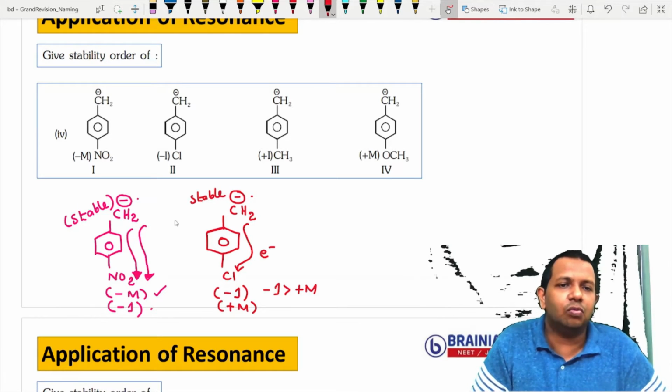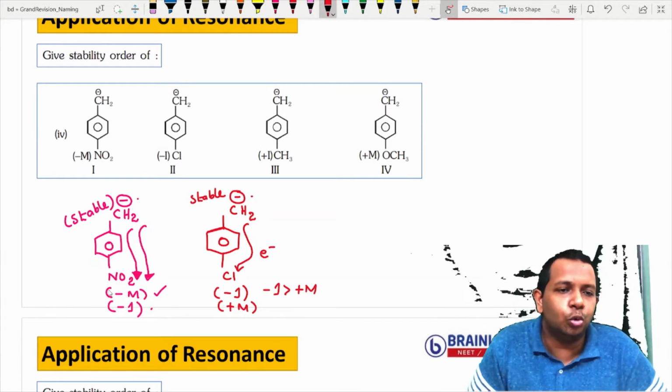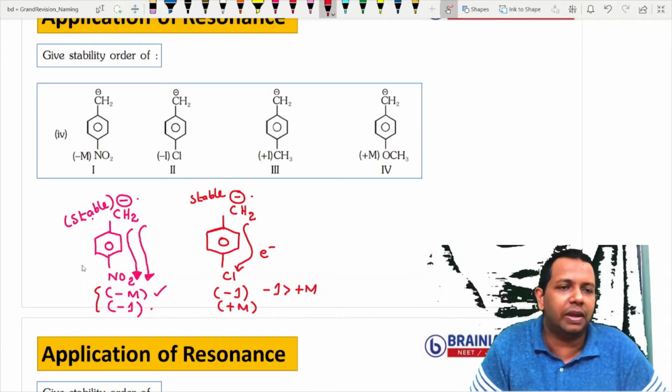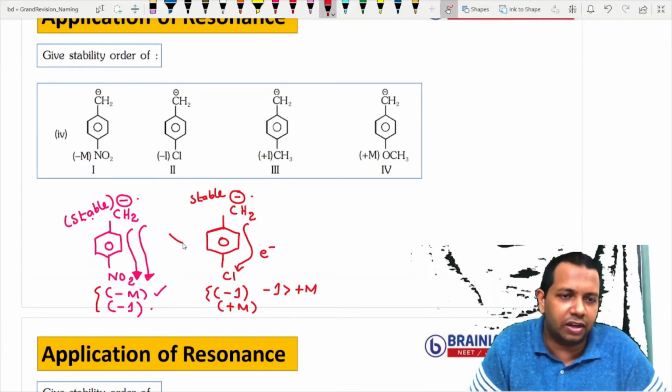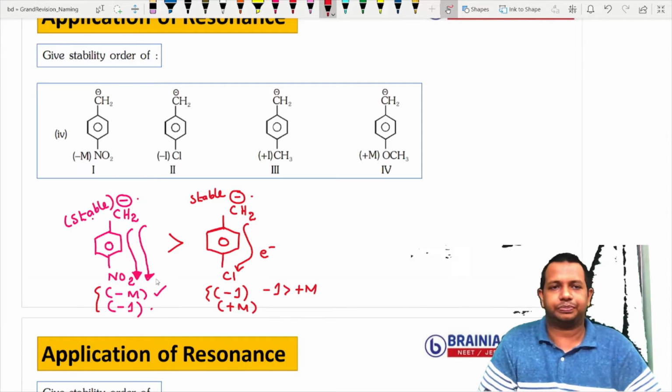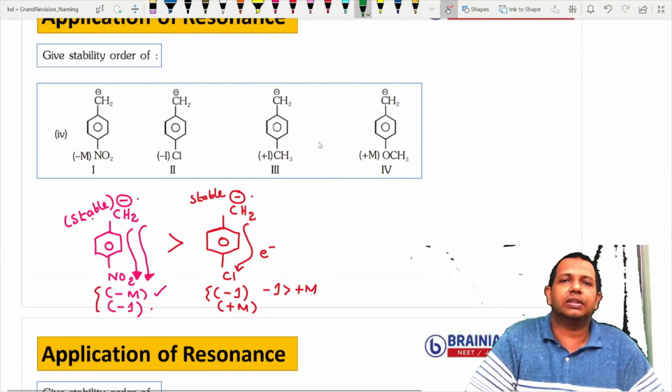But when comparing 1 and 2, I can say here two effects are helping this compound become stable. Here only one effect is helping to make it stable. So I can say 1 is more stable than 2. Now let's go to the third one.